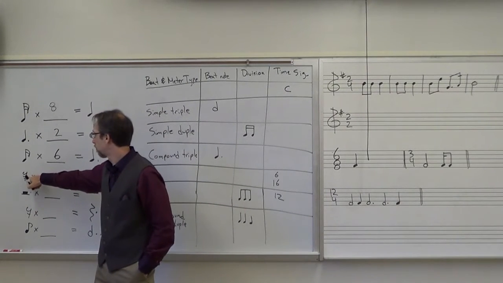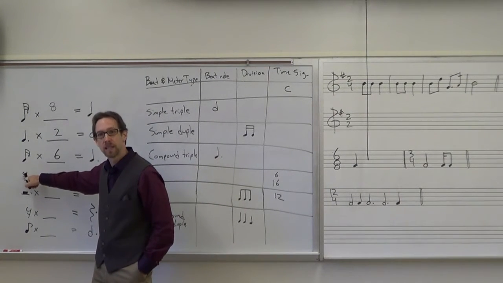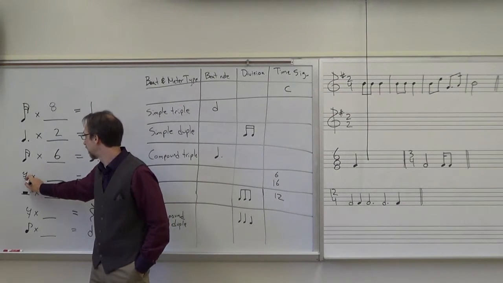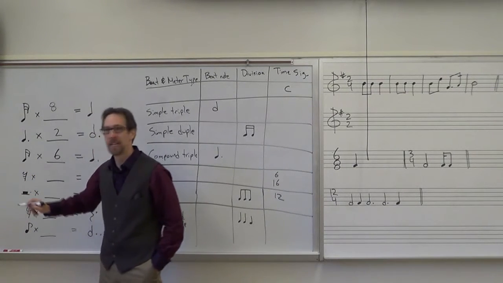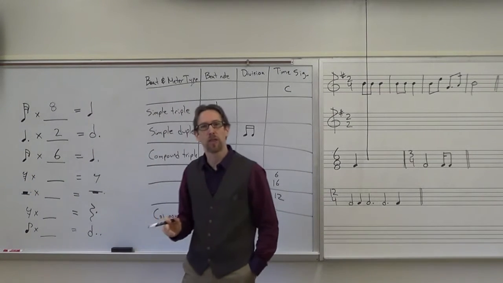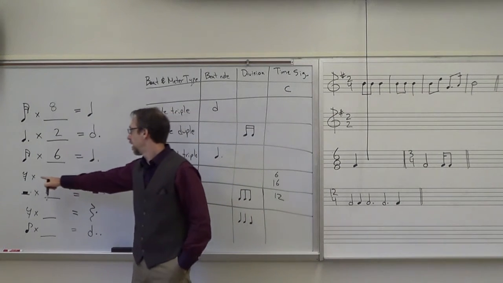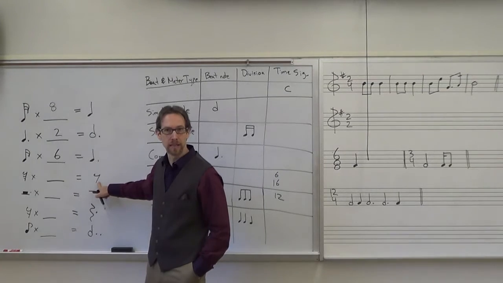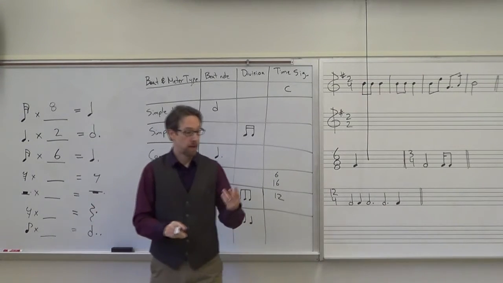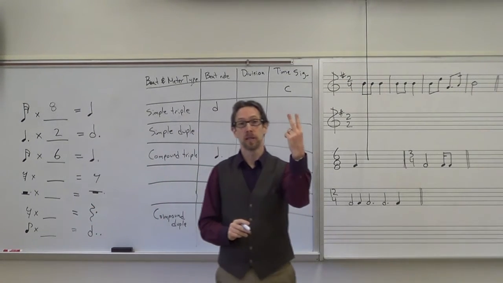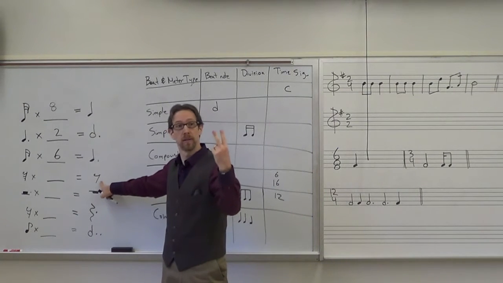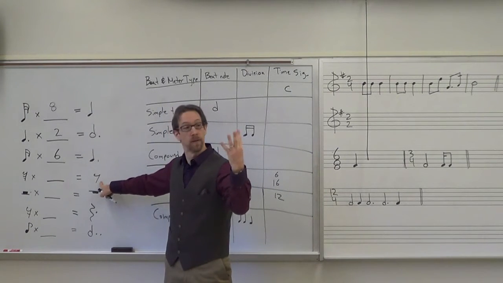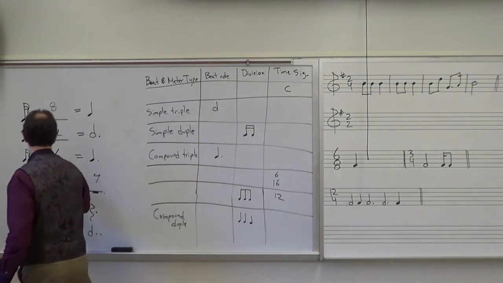This has 3 flag-like indicators, meaning that it is a 32nd rest. And the question is, how many 32nd rests go into an 8th rest? Well, 2 16ths go into an 8th, so 4 32nds would go into that 8th rest.